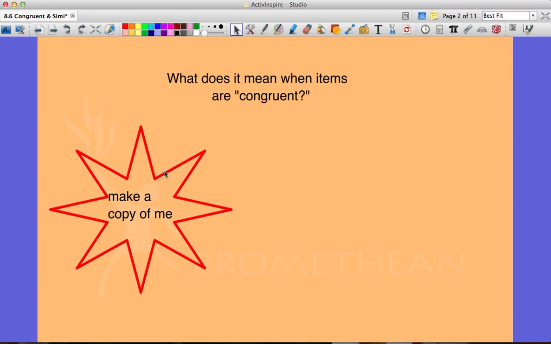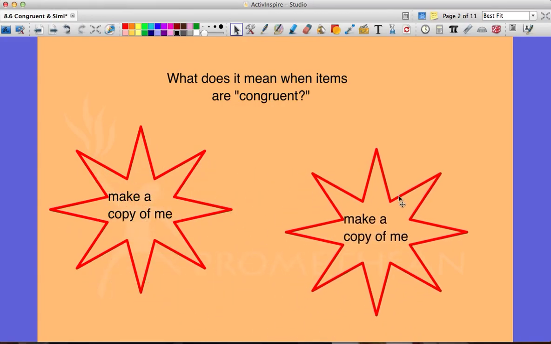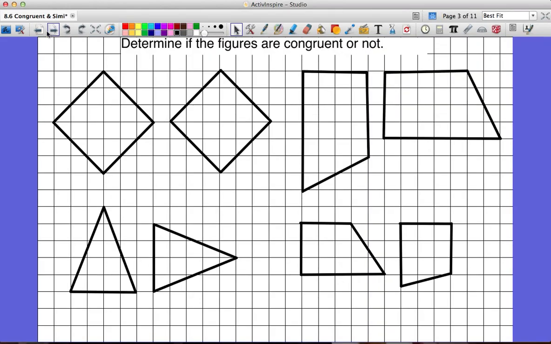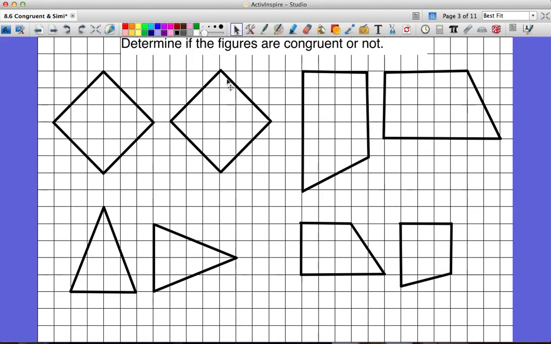If I have a congruent figure, I'm going to make a copy of this shape right here. Because I made a copy, I know that this shape is exactly the same size and exactly the same shape. In order to be congruent, that is what shapes have to be. Same size, same shape. So if you're looking at these figures, we need to determine, are they congruent or are they not?